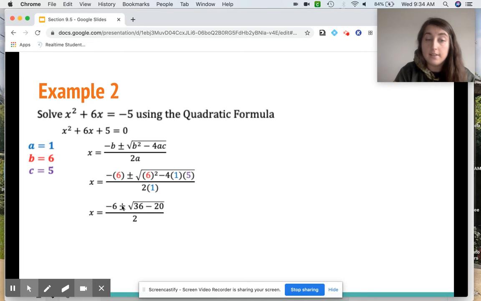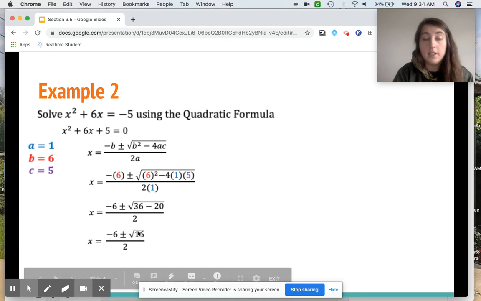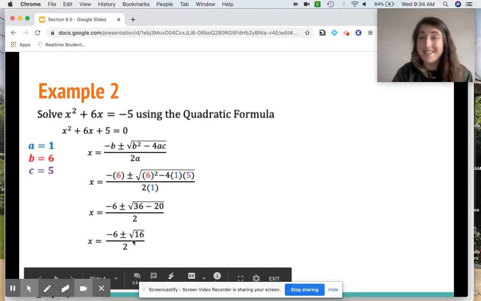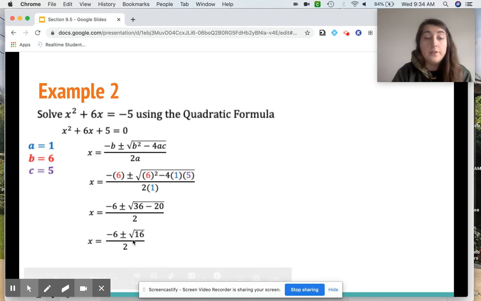So negative 6 plus or minus square root 6 squared gave us 36 minus 4 times 1 times 5 would be minus 20 over 2 times 1, which is just 2. So now you could subtract 36 minus 20, and it gives you 16. Well, 16 is another perfect square root. So what can we do? We can now take the square root of 16, and now we get 4. So you have negative 6 plus or minus 4, all divided by 2.